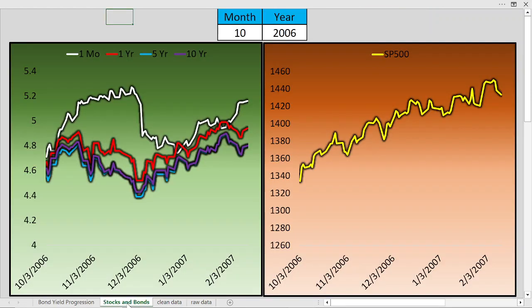Now we go to the left-hand side. The green chart over here shows us the 1 month bond. That's the white line, the 1 month bill, I should say. The red line is the 1 year. The light blue line is the 5-year, and the purple line is the 10-year. The right-hand side shows us the S&P 500 in yellow.